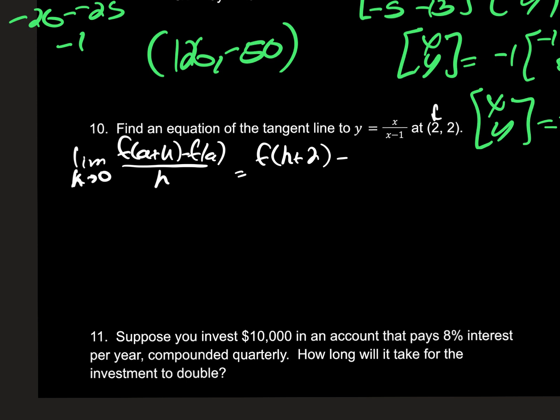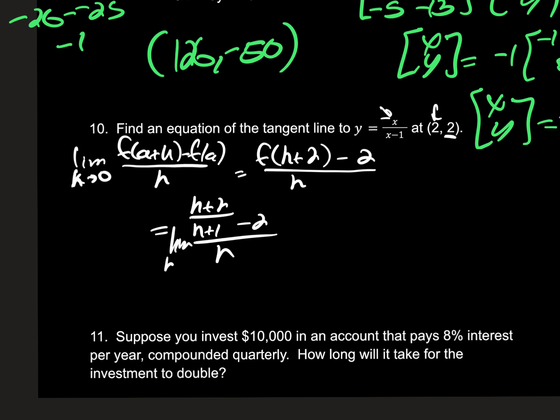Now, you can plug 2 in there to get f of 2. You can plug it into this function right there, but it's already telling you what it is. f of 2 is 2. So I'm just going to put 2 here over h. So here we go. I'm going to plug in h plus 2, which will give me h plus 2 over h plus 2 minus 1, which is h plus 1, minus 2 over h. I forgot to write my limit, like you all do sometimes.